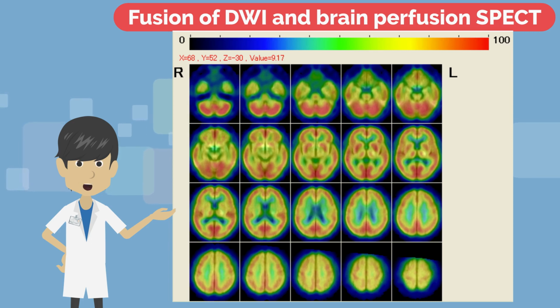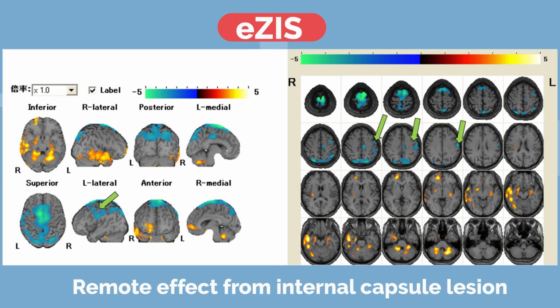This is a fusion image of brain perfusion SPECT and diffusion-weighted image. Comparison with the normal database of brain perfusion SPECT shows decreased perfusion in the left precentral gyrus. This is thought to be a remote effect via the corticospinal tract.